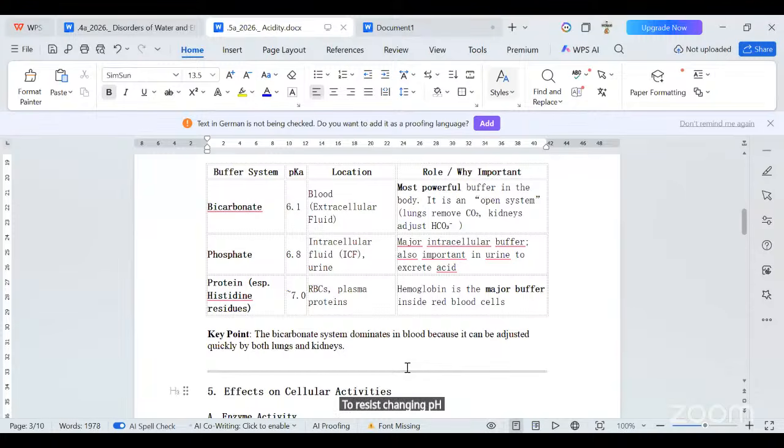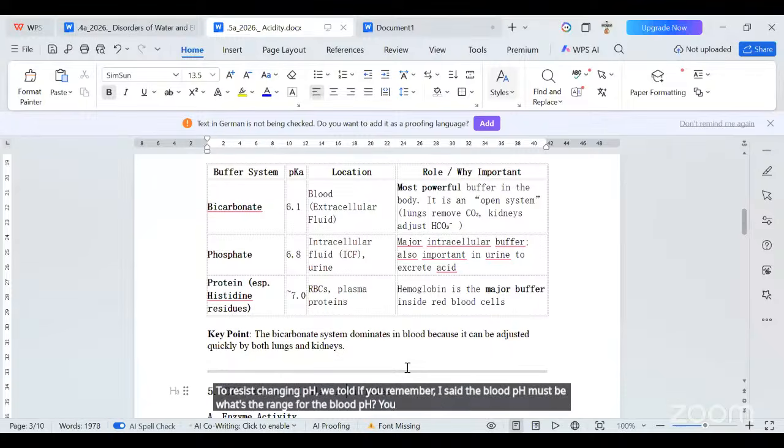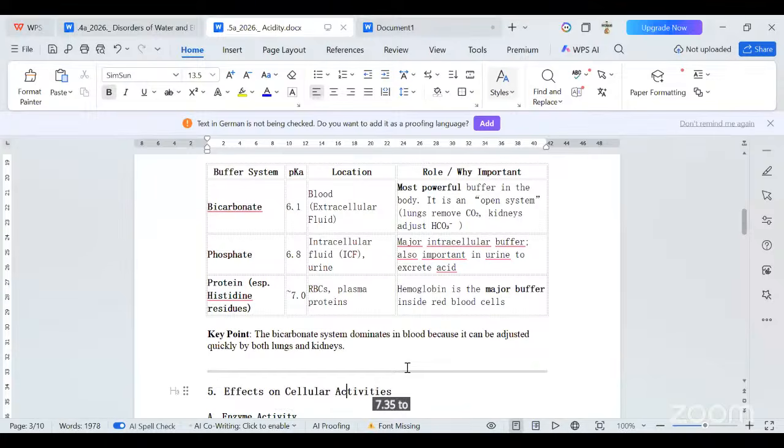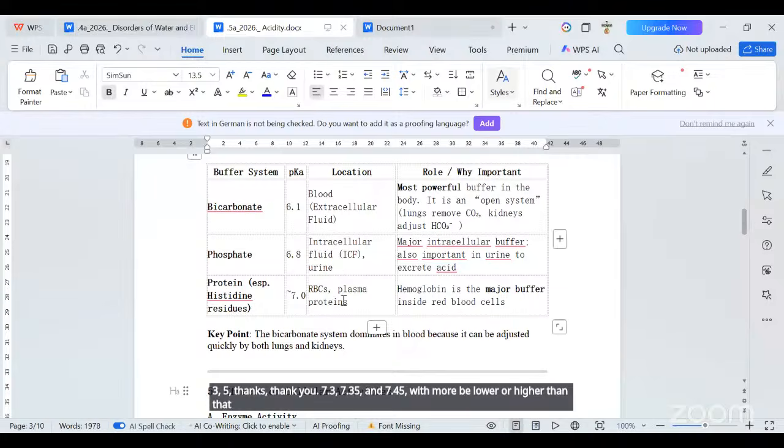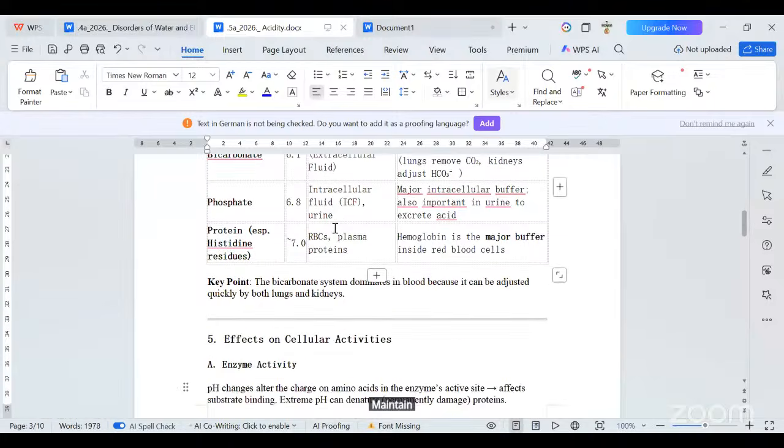We said, if you remember, the blood pH must be, what's the range for the blood pH? You can remind us. 7 point what? Between 7.35 and 7.45. It must not be lower or higher than that. So these buffers are what the body uses to maintain its pH.